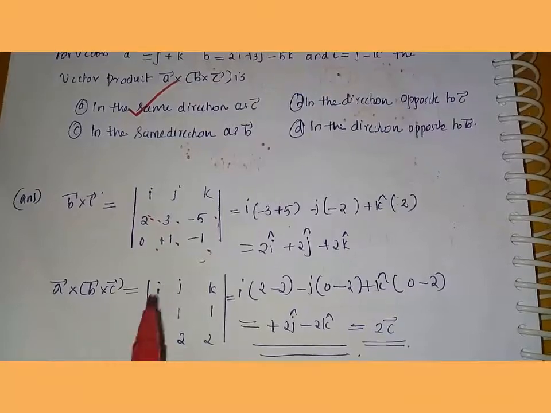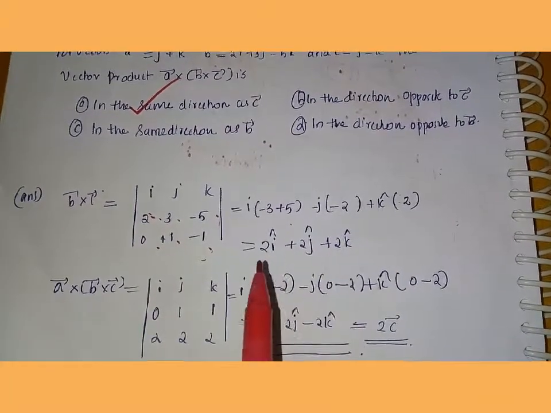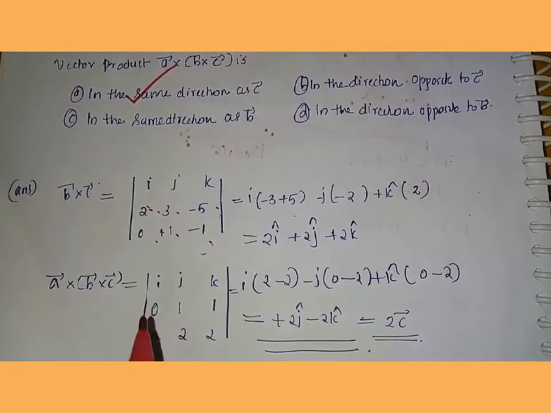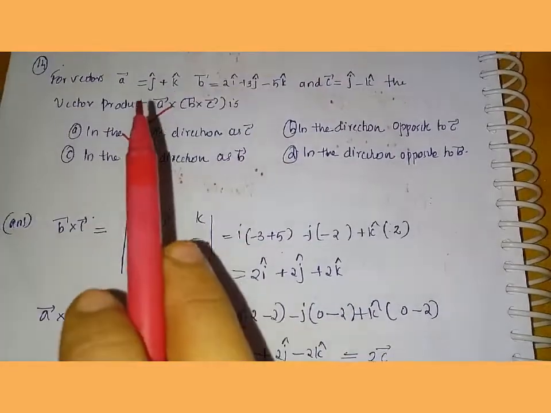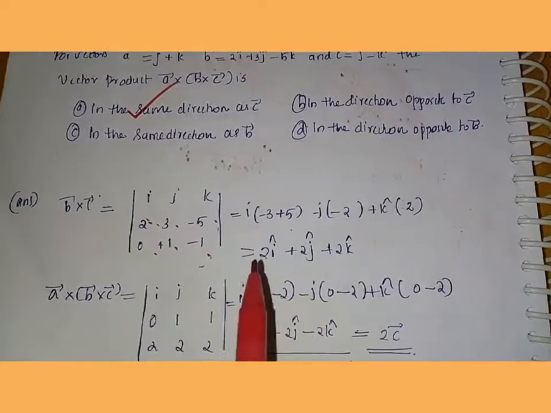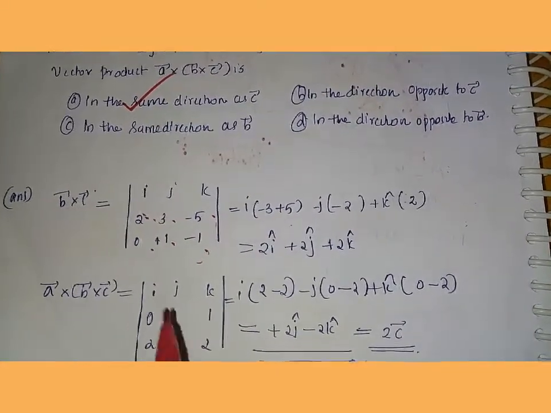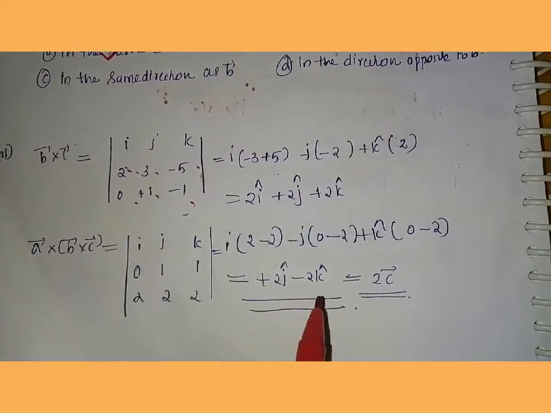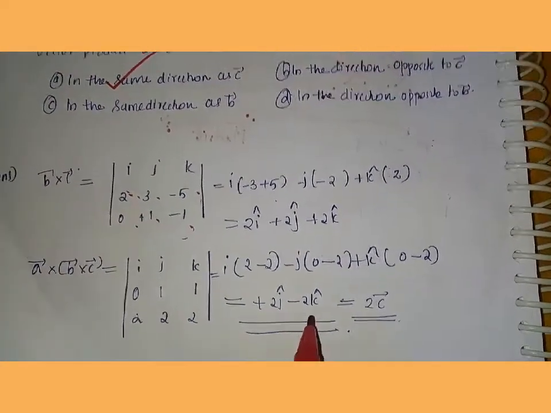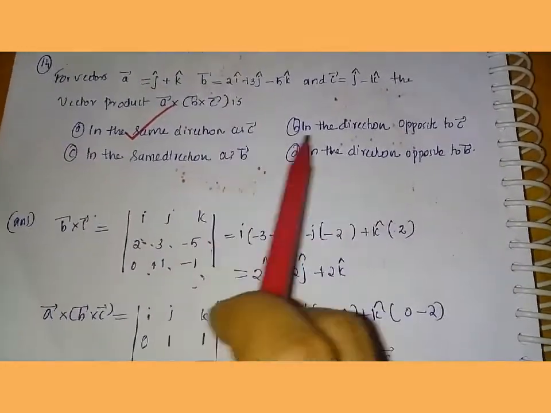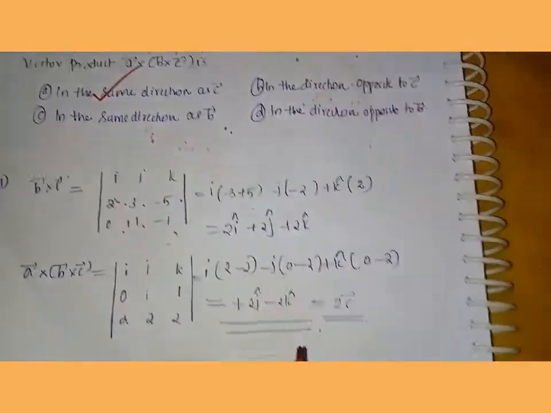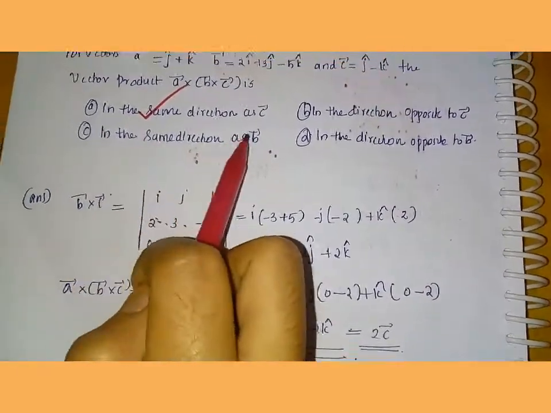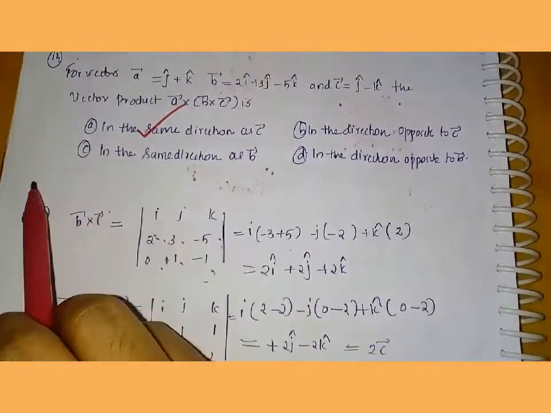A cross B cross C is one more determinant. The A coefficients are 0, 1, 1, and here the B cross C coefficients are 2, 2, 2, and we find the determinant. We get the answer as 2j minus 2k, that is 2 into j minus k. Here we know that C is j minus k, so this is in the direction of C. So it is in the same direction as C, that is option A is the answer. Okay.